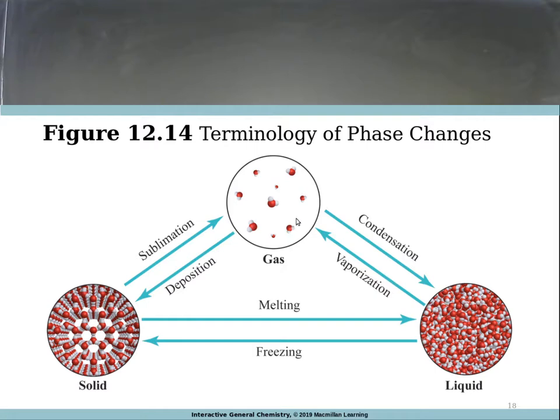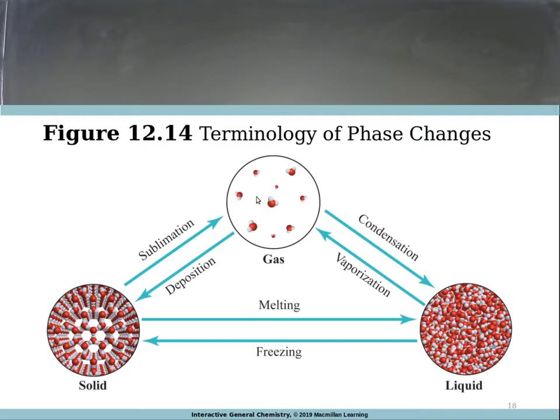From a liquid to a gas is vaporization. The transition from a liquid to a solid is freezing, and from a solid to a liquid is called melting, and scientists will also often call that transition fusion. So fusion is when a solid melts to a liquid. Then maybe some less common transitions.